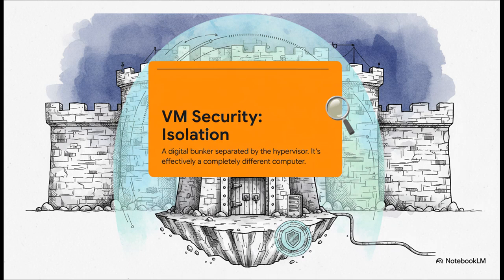The VM security model is built on one word: isolation. We're talking deep, hardware-level isolation. That hypervisor software creates what's essentially a digital moat between the VM and your host computer. It's a fortress. It's a completely separate digital bunker that's walled off from everything else.